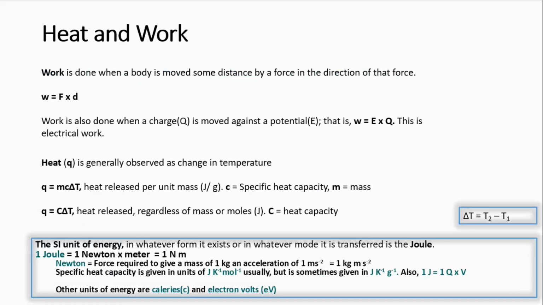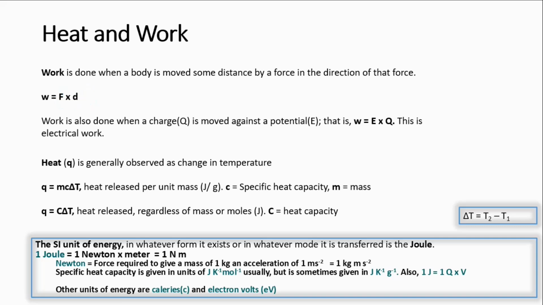Now, how can we quantify things like heat and work? Because we keep mentioning heat, we keep mentioning work. How is it possible that we could quantify such things? Now, work. What is work? Work is done when a body is moved some distance by a force in the direction of that force. That is basically work. And so what you find is that work is calculated from force times distance.